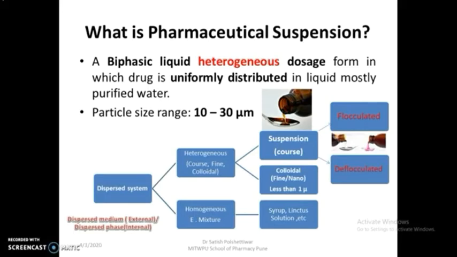So next is the suspension stability. This suspension stability is the most important for the suspension. The stability of suspension is complex, and it is the balance between flocculation and deflocculation, and is readily affected by small changes in pH, temperature and electrolyte, and also polymer concentration and the concentration of other additives such as flavoring and coloring agents.